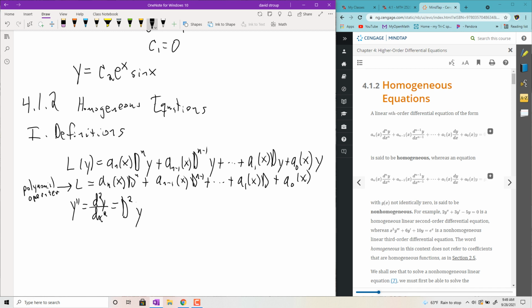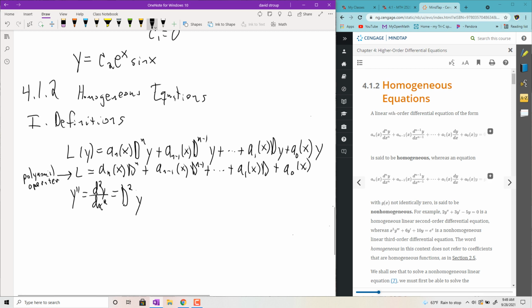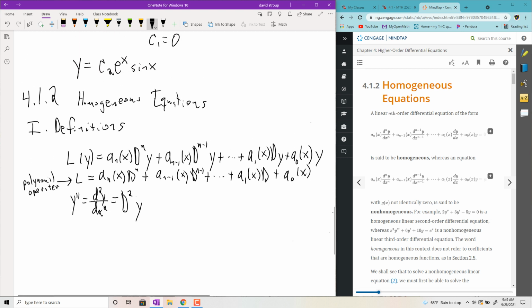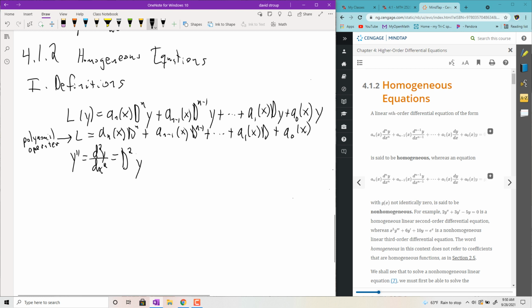Anyways, we're going to talk about the nth order differential equations now using that notation. What it does is it allows us to not have to rewrite this a sub n of x dn plus a sub n minus 1 of x dn minus 1 over and over and over again. It just makes our life a lot easier.